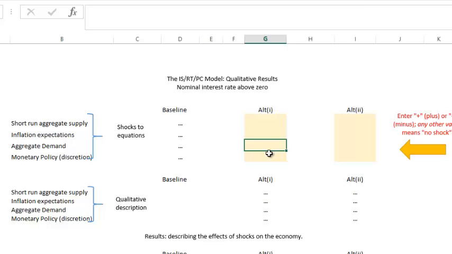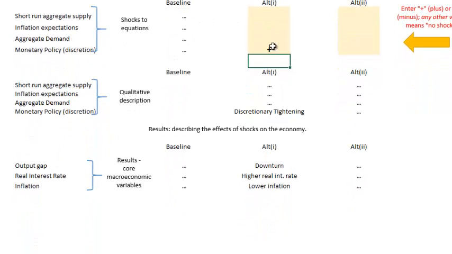Under Alt 1, the central bank has chosen to tighten on a discretionary basis, perhaps because it sees some circumstances on the horizon that might raise the output gap, the inflation rate, or both. In our table that describes the results, we see that we have an economic downturn, lower inflation, and we can see that demand has been choked off to some degree by higher real interest rates.